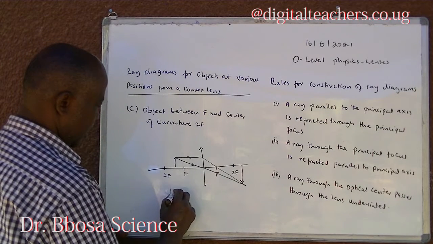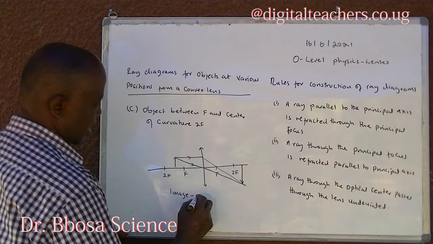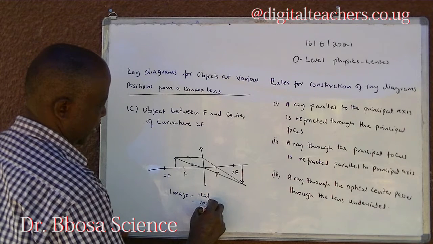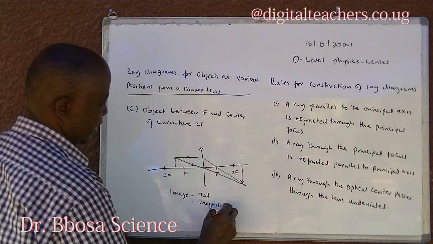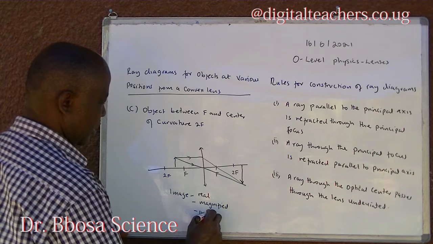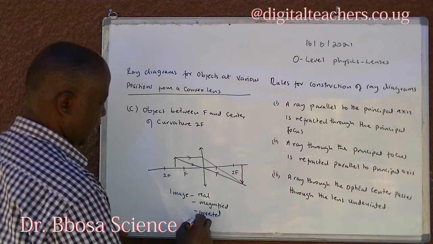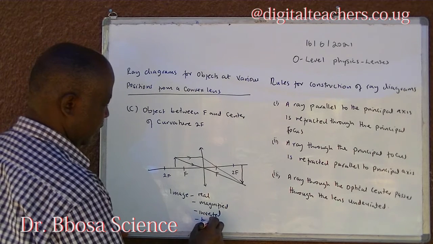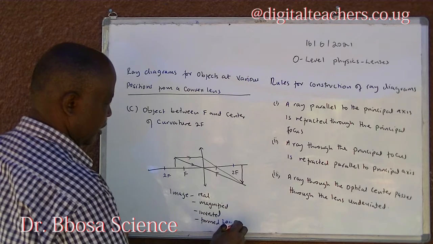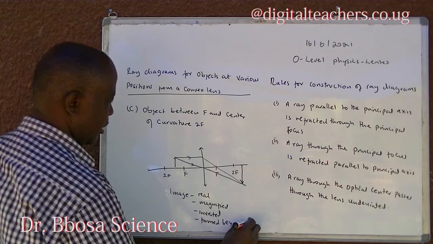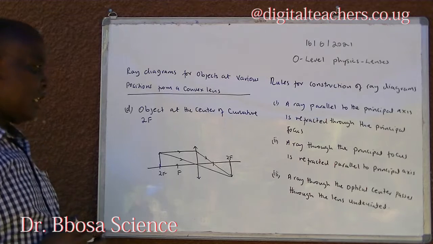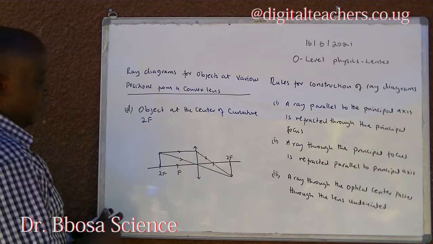So the image is real, magnified, inverted, formed beyond 2F.